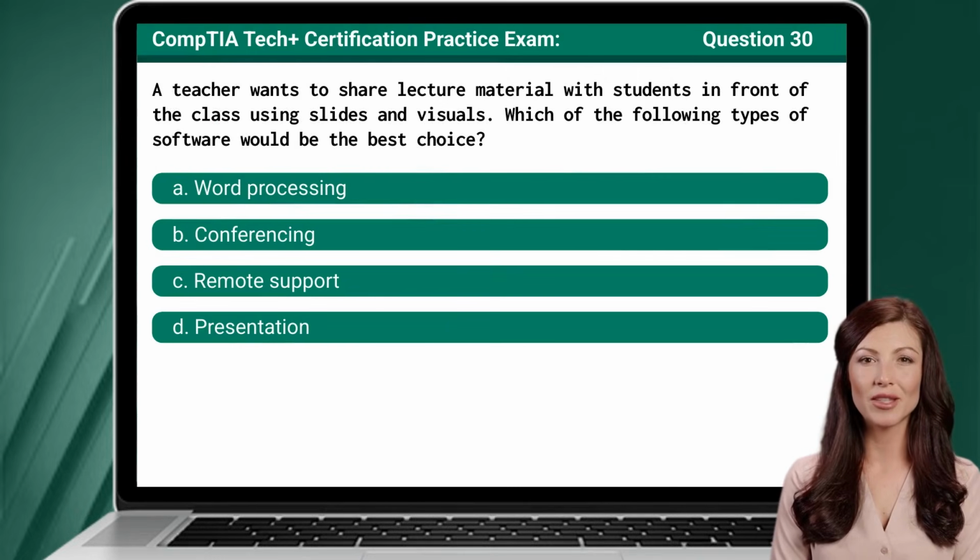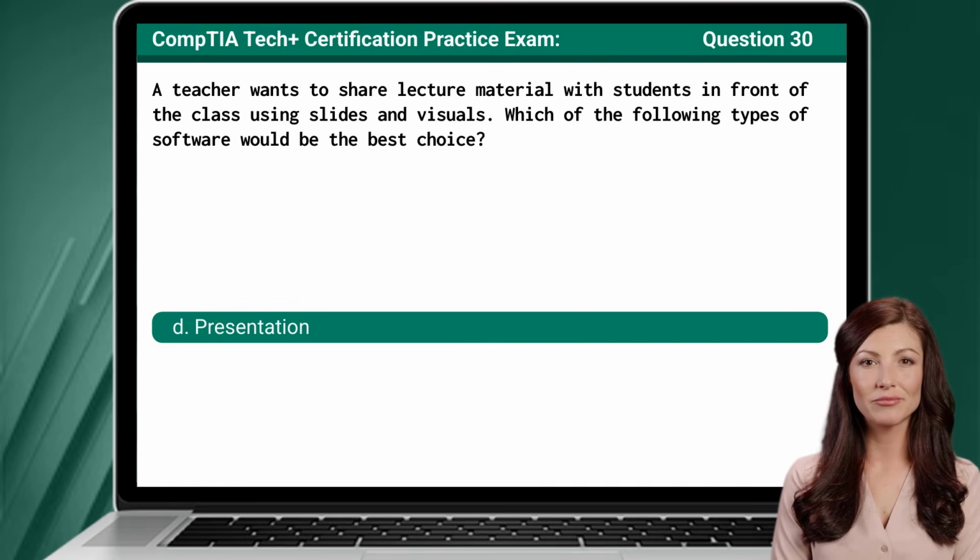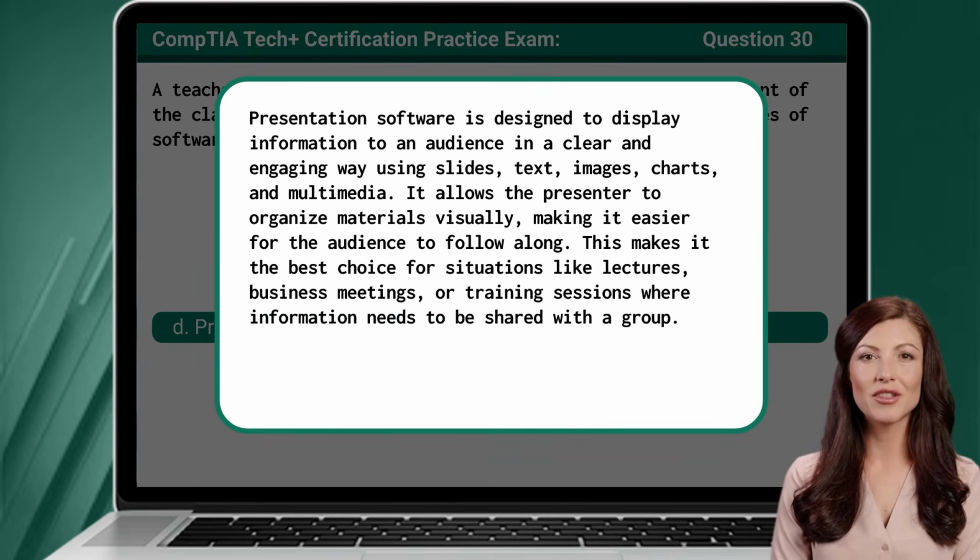Question 30. A teacher wants to share lecture material with students in front of the class using slides and visuals. Which of the following types of software would be the best choice? The answer is D. Presentation. Presentation software is designed to display information to an audience in a clear and engaging way using slides, text, images, charts, and multimedia. It allows the presenter to organize materials visually, making it easier for the audience to follow along. This makes it the best choice for situations like lectures, business meetings, or training sessions where information needs to be shared with a group.